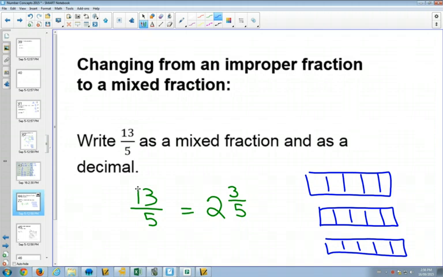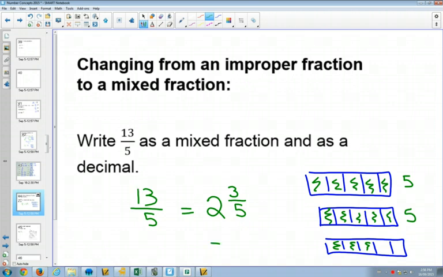And I notice that I could fill this chocolate bar back up by using up 5 of the pieces, and this chocolate bar back up by using 5 of the pieces, and then I just have 3 more because I only have 13 pieces. So I have 2 full chocolate bars, and then 3/5 of my last chocolate bar is left. And so that is how I could write that improper fraction as a mixed fraction.